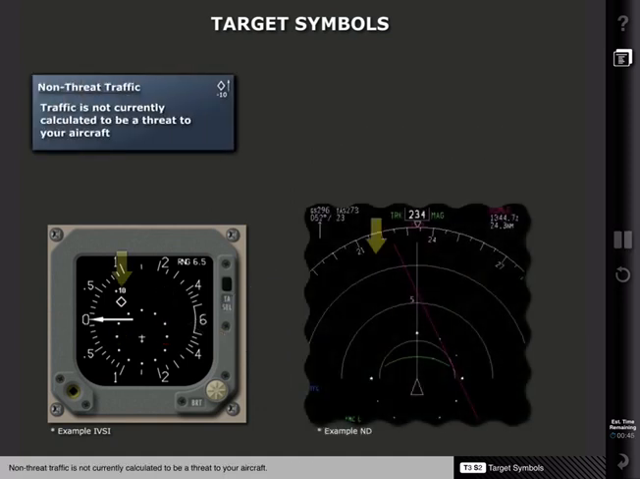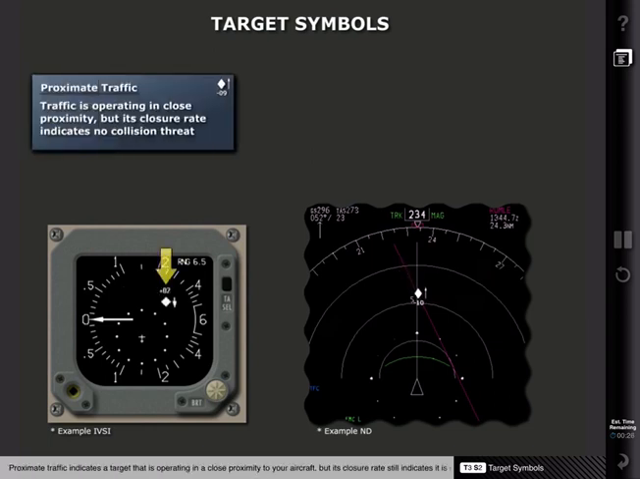Non-threat traffic is not currently calculated to be a threat to your aircraft. The TCAS displays these targets within the selected area to enhance the flight crew's situational awareness. These targets are normally shown as a white or cyan hollow diamond.